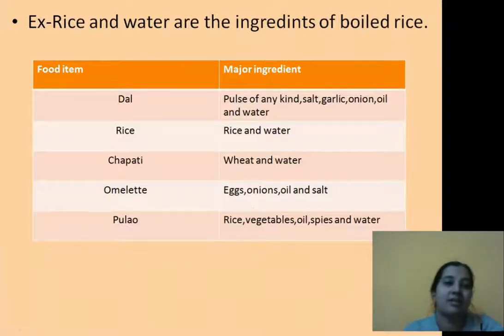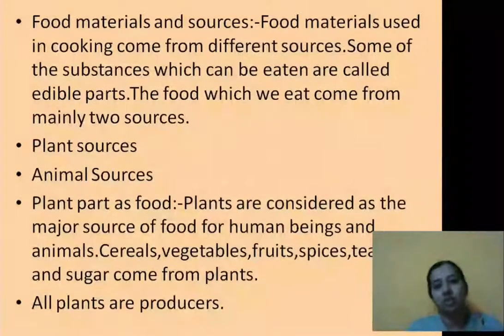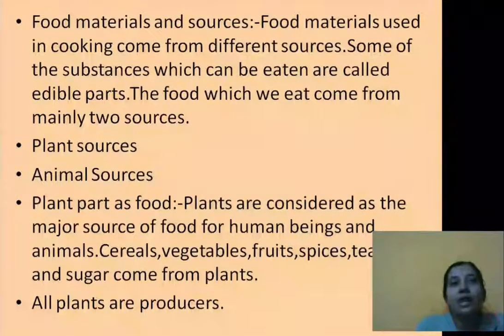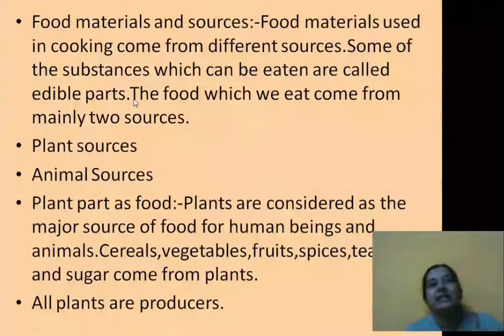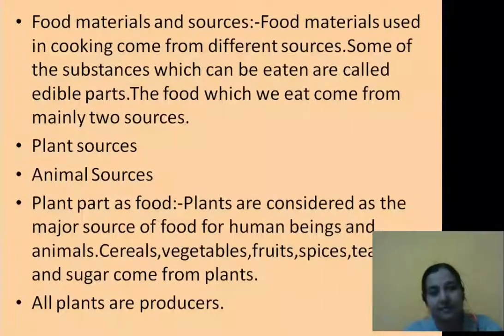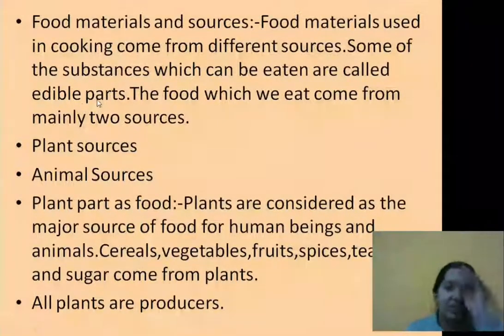Okay. Now let's go next. Food materials and sources. So now, from where do we get these food materials? The ingredients, whatever we are talking about, where do they come from? That we have to check, right? Some of the substances which can be eaten are called edible parts. In the case of plants, we don't eat the complete plant. There are some parts which we do eat, or in the case of animals also we eat some of the eatable parts, that is called the edible part.